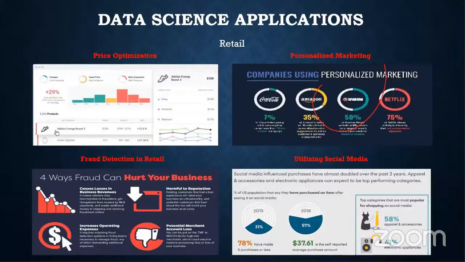So this is about retail. Retail chains and the retail industry use data to the maximum. There are a few examples here. You can see price optimization. Price optimization is a type of analysis that is done by almost 98 to 99% of the industry that is into retail.